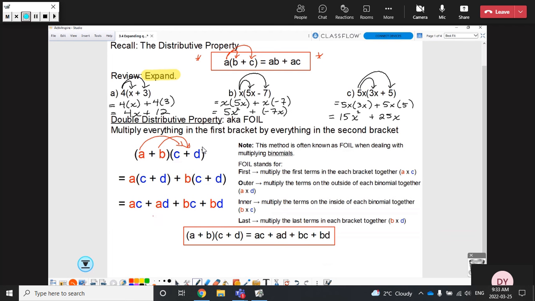Now that it's set up like this, we're like, okay, here we go. Bing, bang, boom, and Bob's your uncle, right? And that's the distributive property twice. Not so bad. And after that, we notice that we end up with, of course, A times C, and then A times D plus B times C plus B times D. And we end up with something like that.